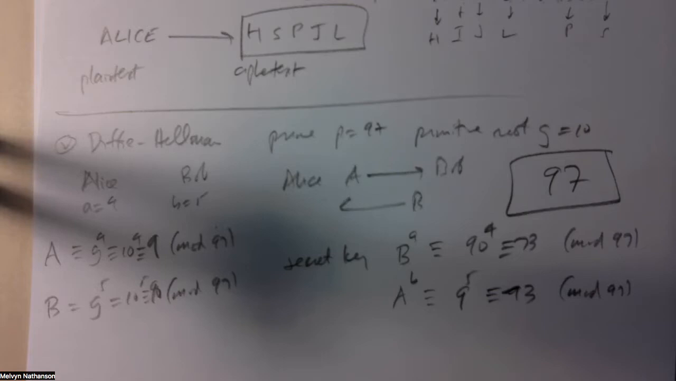And so everyone knows the number capital A that Alice sends to Bob, and everyone knows the number 90 that Bob sends to Alice, but only they can figure out from those numbers how to calculate something which gives them the same number, 73. So this is an example of the Diffie-Hellman key exchange method. This is really very important.